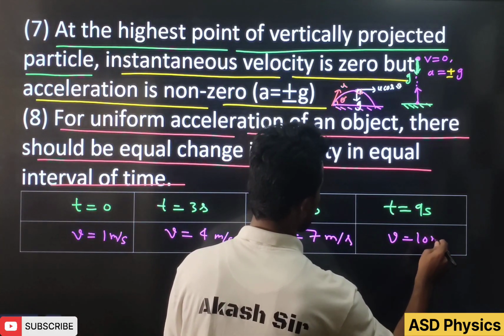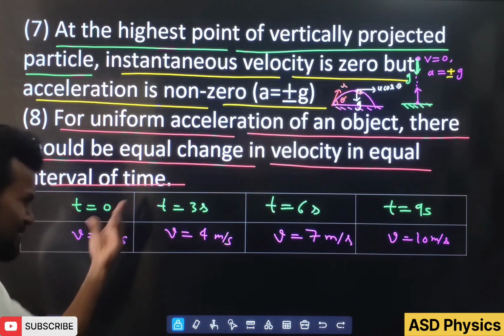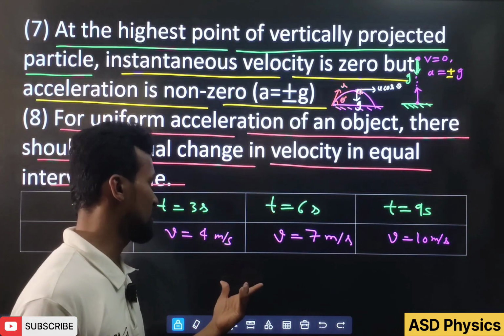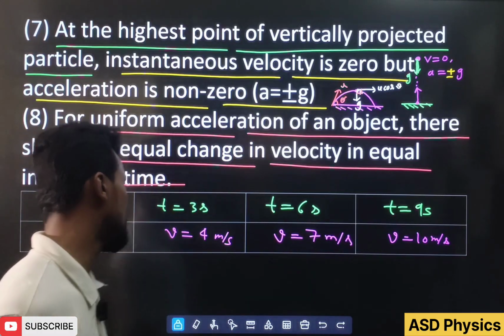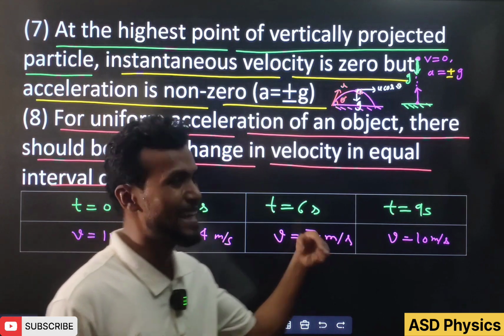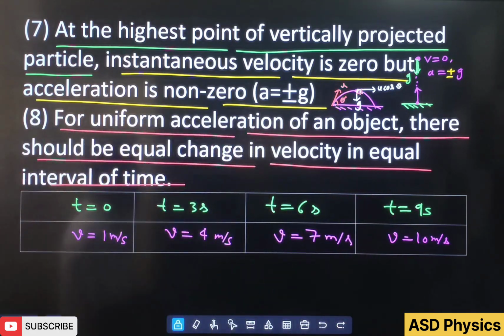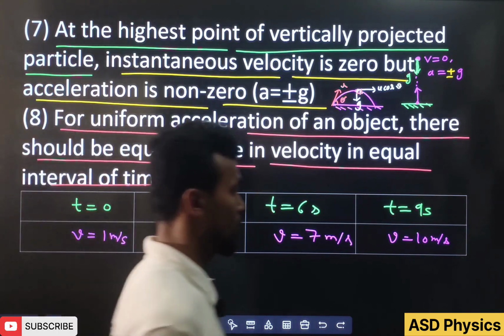And here how much is this? 10 meter per second. So in the first 3 seconds the change in velocity is 3, in the next 3 seconds the change in velocity is 3, in the next 3 seconds the change in velocity is 3. Even you can write 1 to 5, 5 to 9, 9 to 13, an equal change of 4 meter per second. Anything is okay, but there should be equal change of velocity in equal intervals of time, then only we can tell it is uniform acceleration.